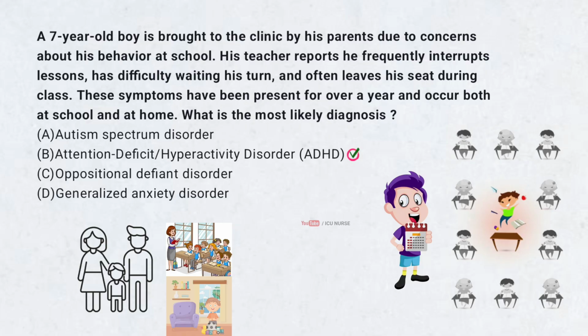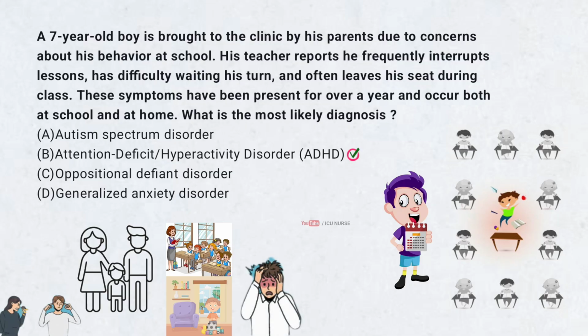ADHD is a brain difference that makes focus, impulse control, and sitting still more challenging. It's not about being lazy or undisciplined. Your brain might jump between thoughts quickly, make you act without thinking, or give you this restless energy that's hard to ignore. It's like having a powerful engine with sensitive controls. The good news? ADHD comes with strengths too, like creativity and hyperfocus on things you love.